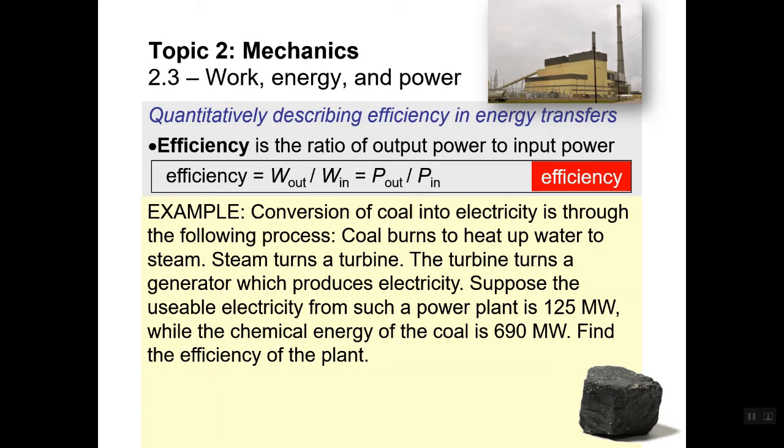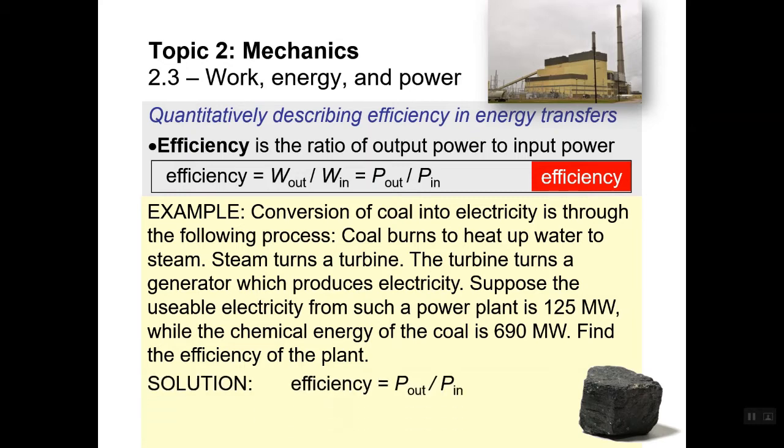Suppose the usable electricity from such a power plant is 125 megawatt, while the chemical energy of the coal is 690 megawatt. Find the efficiency of the plant. Here we need to pay attention to which one is the input power and which one is the output power. Since the output is electricity, our output power is 125 megawatt, and the input power is the chemical energy, in this case the burning of coal, which is 690 megawatt.